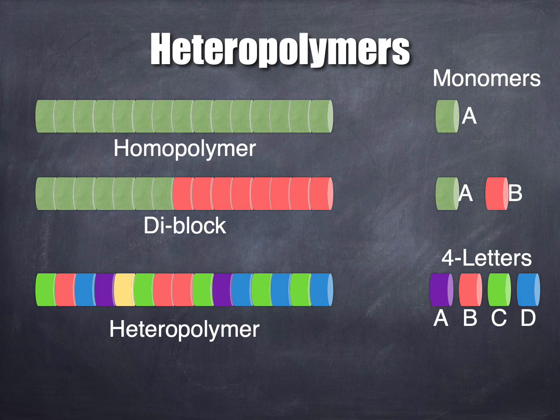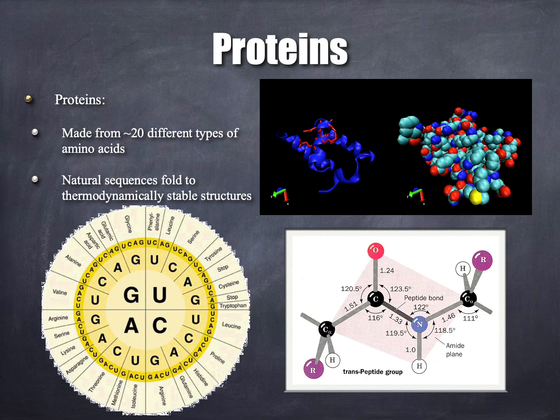Heteropolymers are chains of monomers of more than one type, and contrary to block copolymers, they are characterized by a complex sequence pattern. Proteins are a special class of heteropolymer. They are made of about 20 different amino acids connected by the peptide bond. The latter is a particularly efficient bond for polymerization.